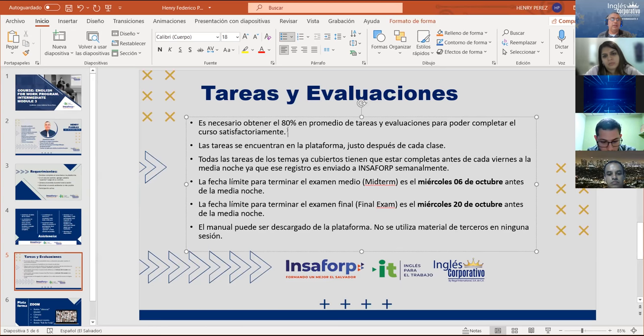Okay. Todos tienen acceso a la plataforma, ya saben cómo se mira, ¿verdad? ¿Hay alguien aquí que no? ¿O es nuevo o nueva? ¿No? Ok, great. Ok, continue, please, Iris. Las tareas se encuentran en la plataforma justo después de cada clase.